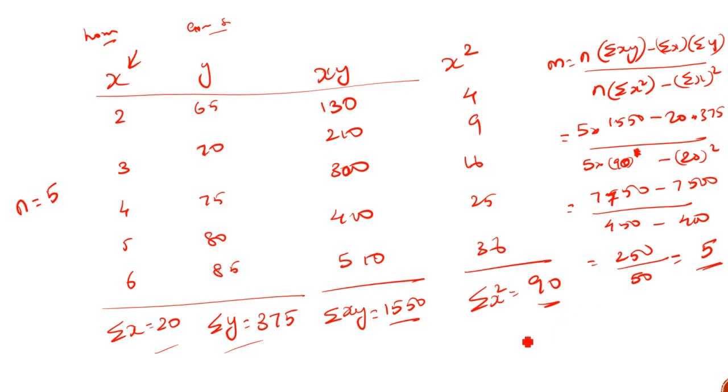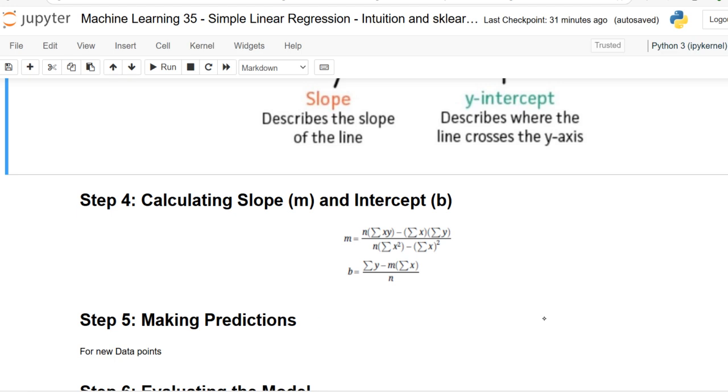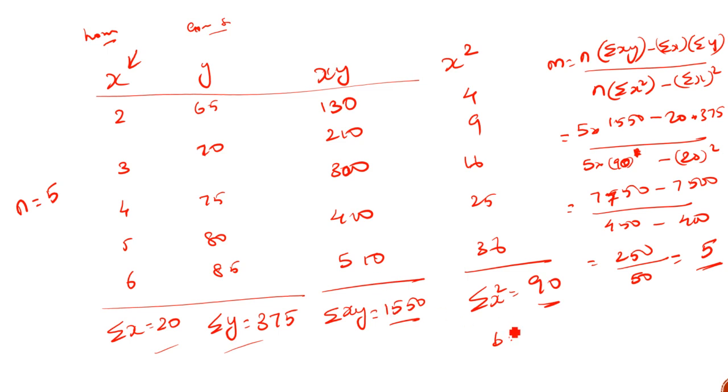And what about the b? So let me go back. So b is equal to the mean of y minus m into the mean of x, that is the summation of x divided by n, and with the m only we are going to calculate here. So b here is 375 divided by 5 minus, of course, here we have the same m, 5, into 20 divided by 5. So which is equal to 55 we get.